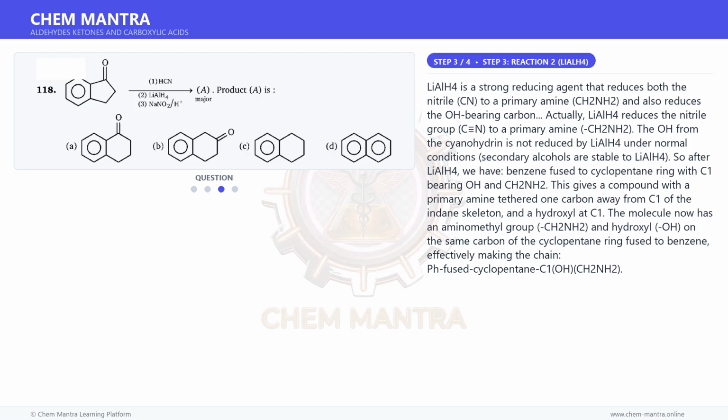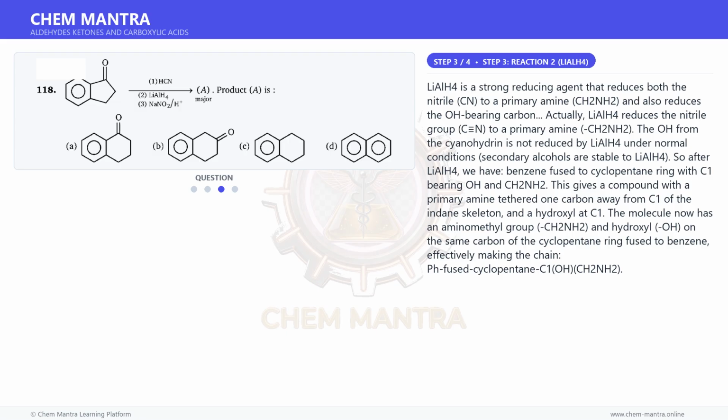LiAlH4 is a strong reducing agent that reduces the nitrile, CN, to a primary amine, CH2NH2. The OH from the cyanohydrin is not reduced by LiAlH4 under normal conditions. Secondary alcohols are stable to LiAlH4. So after LiAlH4, we have benzene fused to a cyclopentane ring with C1 bearing OH and CH2NH2.